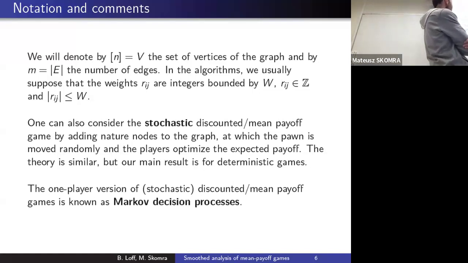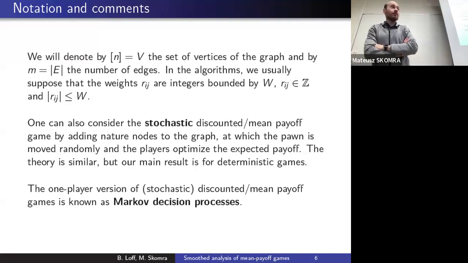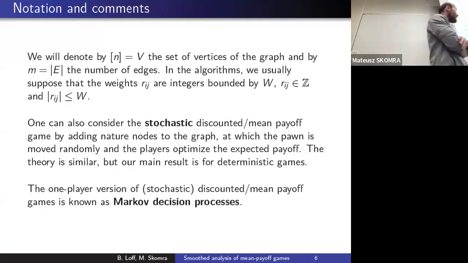So that's the notation. So the second comment is that what I presented to you is the case of deterministic games, right? So everything is deterministic in this game, but you can also look at the case of stochastic games. So in the stochastic games, you have the nodes of min, you have the nodes of max, and you also have nodes of nature. And at these nodes of nature, nature randomly moves a pawn according to a probability distribution that the players know in advance.